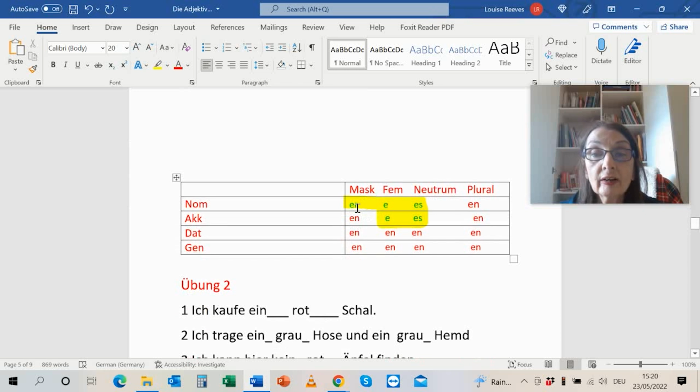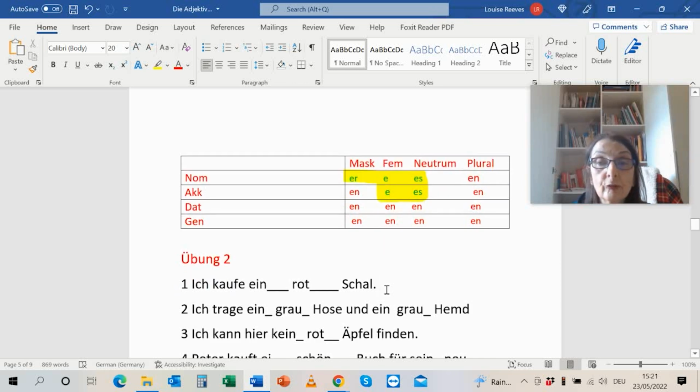You have er for the masculine, e in the feminine, es in the neuter, and everything else is en. So perhaps take a photograph of that, and remember even the shape of it, hatchet or whatever: er, e, es, that's 1, 2, 3, 4, 5 again. And everything else is en. So you really only have to be so careful with the nominative and the accusative. Adjective endings I'm talking about now.